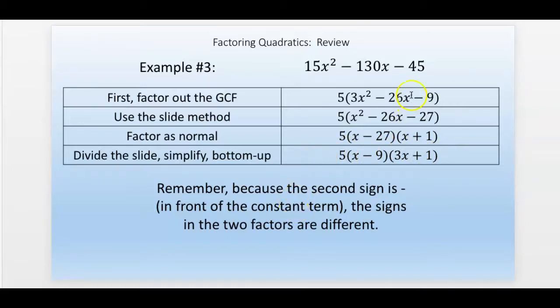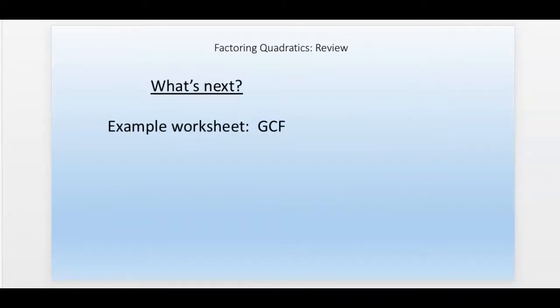Guys, just remember that because of that negative sign right there, that negative 45, because the second sign is negative in front of that constant term, the signs in our two factors are different. One's a plus and one's a minus. I'm going to stop the video for a minute, and we're going to go through some examples here.